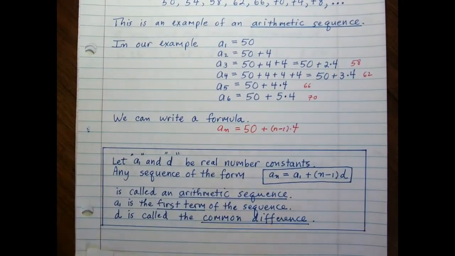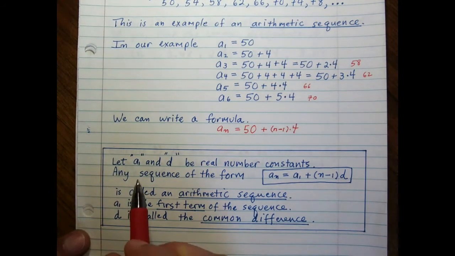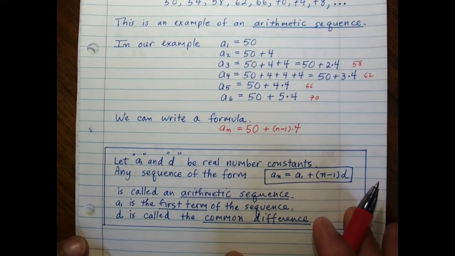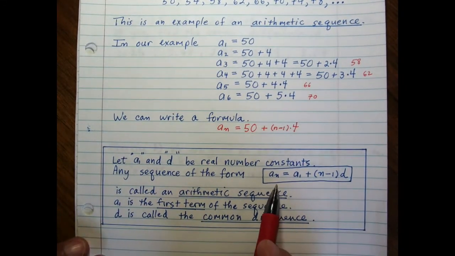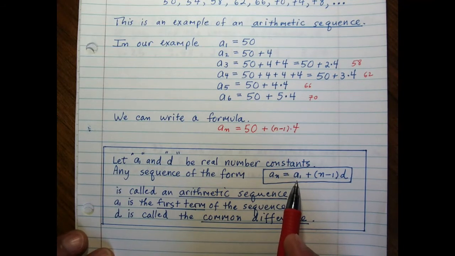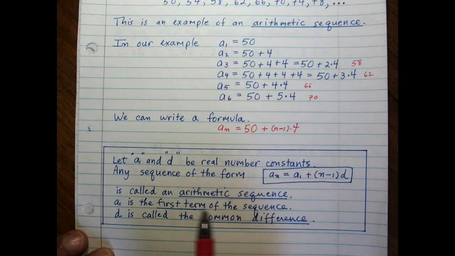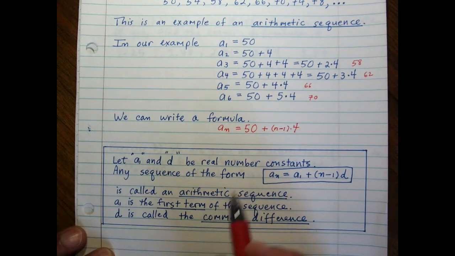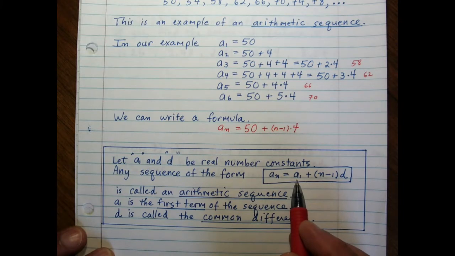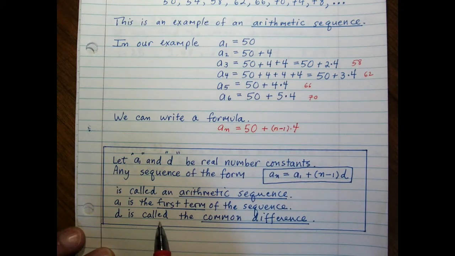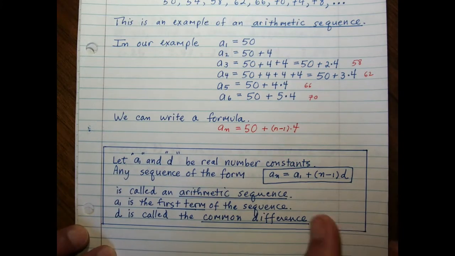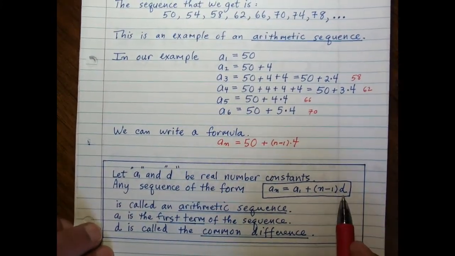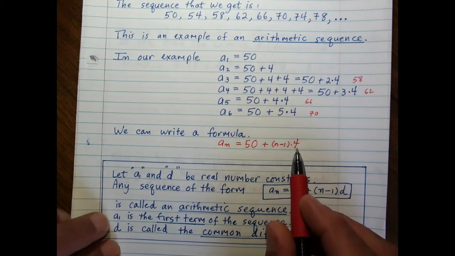And let's move down to the box here at the bottom. If a1 and d represent any real number constants at all, any sequence of this form, a sub n equals a sub 1 plus n minus 1 times d, is called an arithmetic sequence. a sub 1 is the first term, just like the 50 in our example. That's the a sub 1. The d is called the common difference, and we'll talk a little bit about why we use the word difference as we go through more work, but the d is just the 4 that we used in our example.